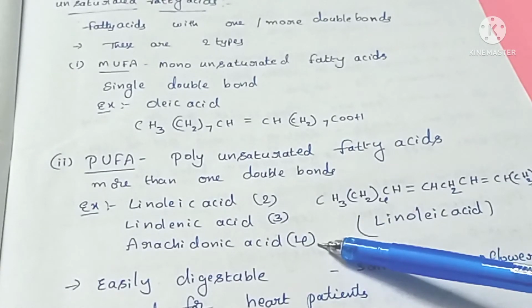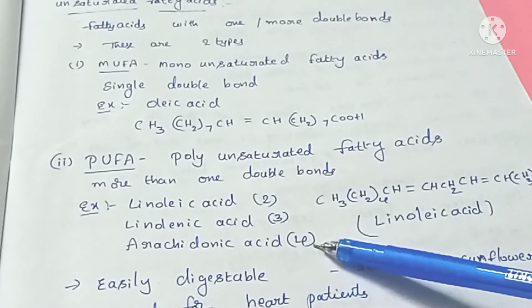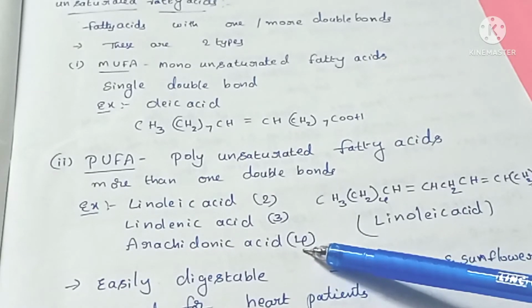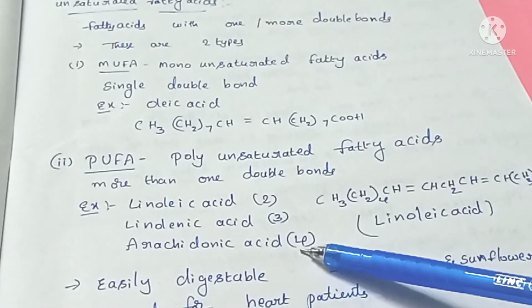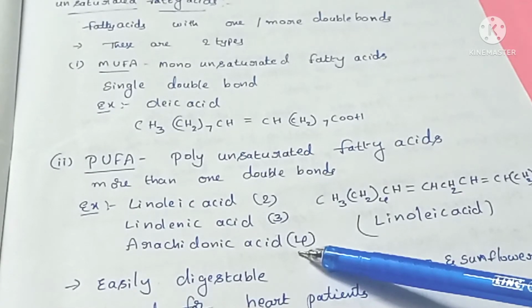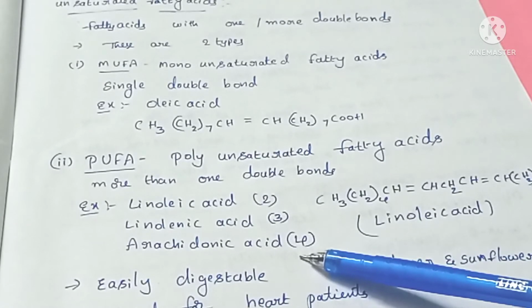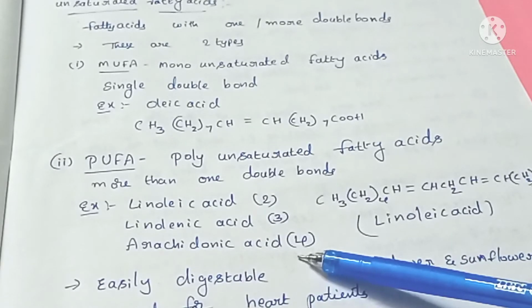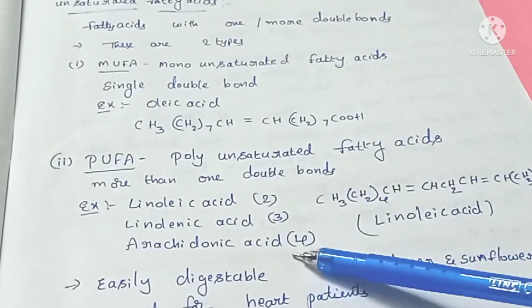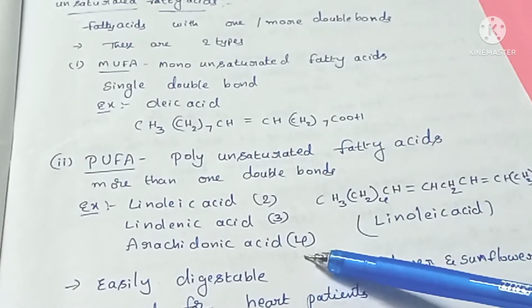And arachidonic acid, we need to remember this is arachidonic. Already among the saturated fatty acids, we have studied arachidic acid, right? Arachidic acid comes under saturated fatty acids. We need not confuse them. Arachidic acid is a saturated fatty acid, and arachidonic acid comes under the unsaturated fatty acids. It consists of 4 double bonds.